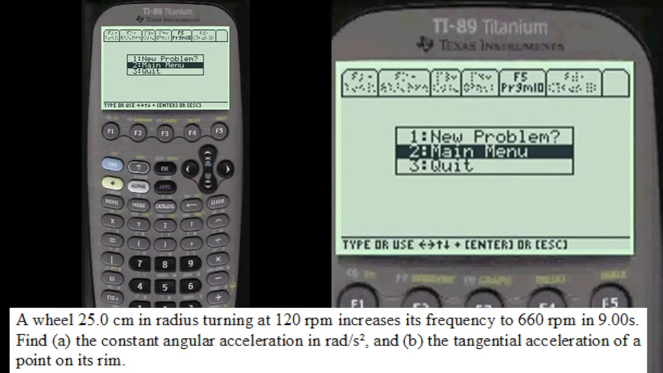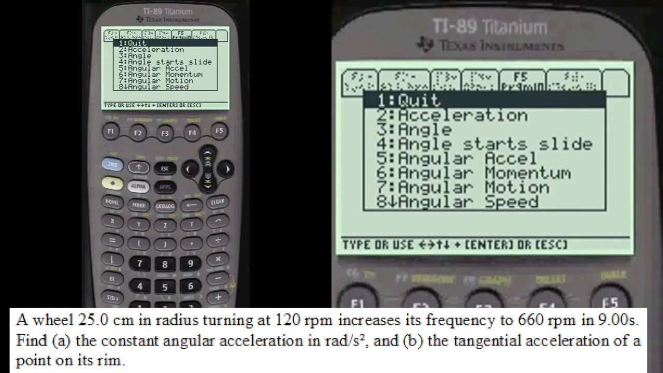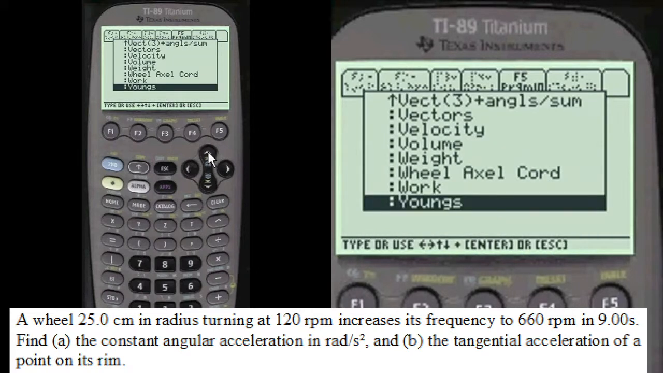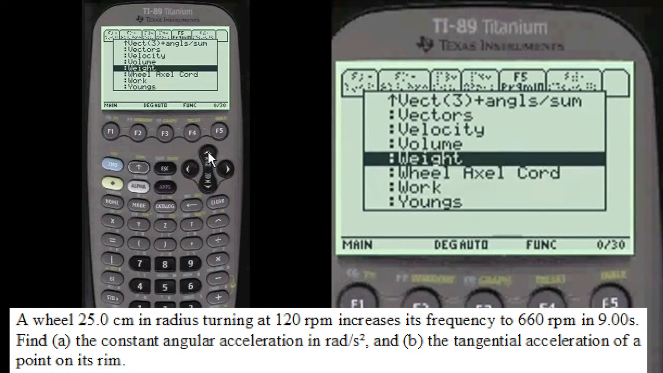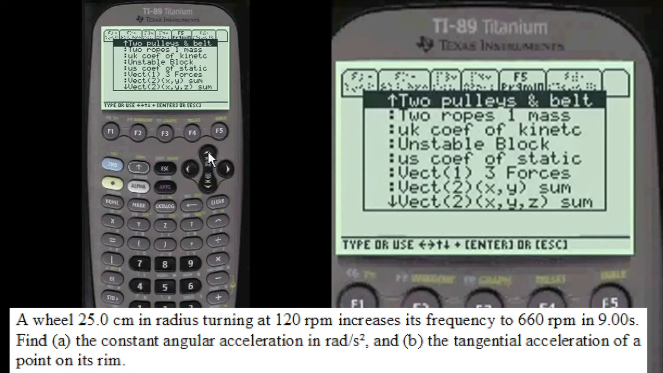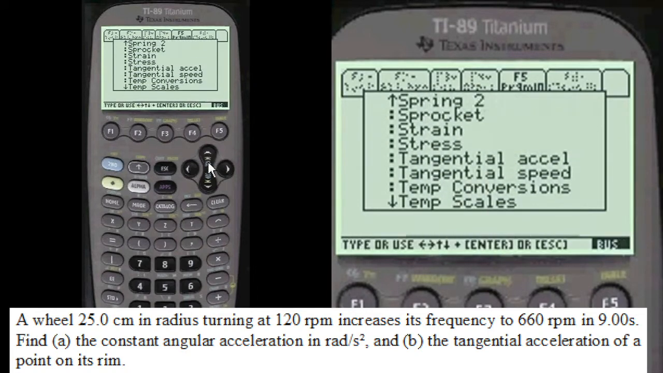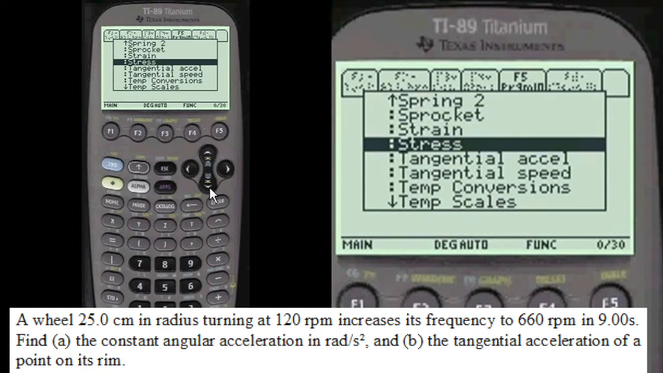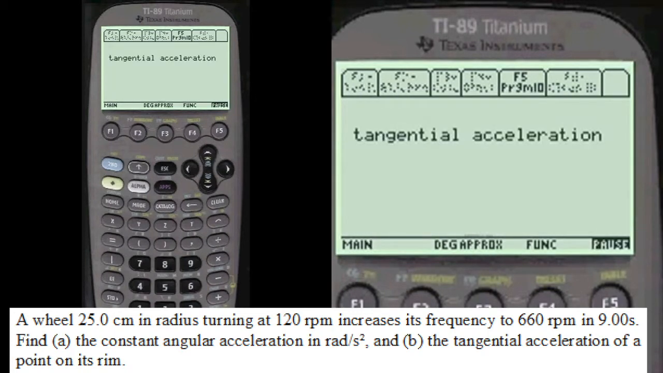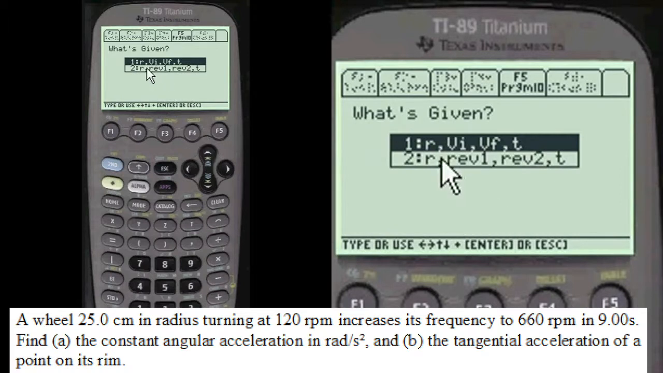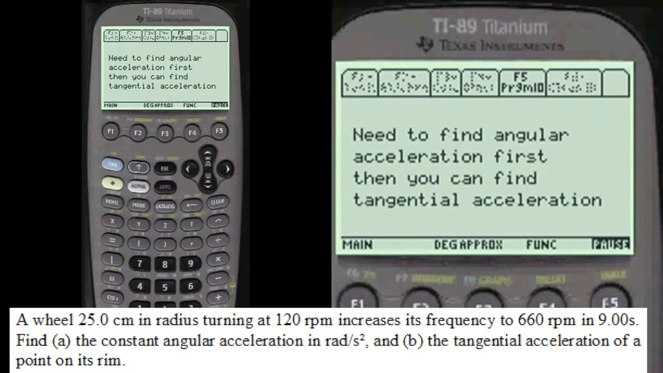Now, the second part of the problem is to find tangential acceleration. So we're going to go up a little bit closer to the bottom of the alphabet in my menu to get to the T section. And we're going to scroll down to tangential acceleration. And we're given, instead of velocity and time, revolutions per time. You have to find the angular acceleration again first.